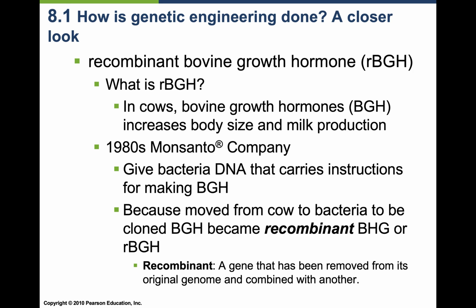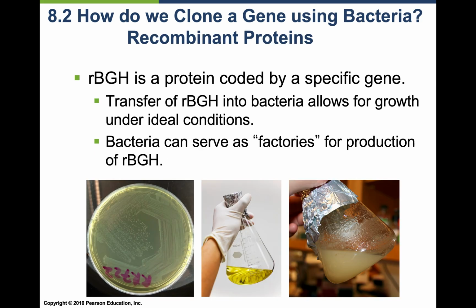So in the 80s, Monsanto Company gave bacteria DNA that carries the ability to make bovine growth hormone. And because they moved the bovine growth hormone gene from cows into bacteria, it's called recombinant bovine growth hormone, or RBGH. And so when we move things between organisms, we call them recombinant. So this recombinant bovine growth hormone is a protein that's coded by a specific gene.